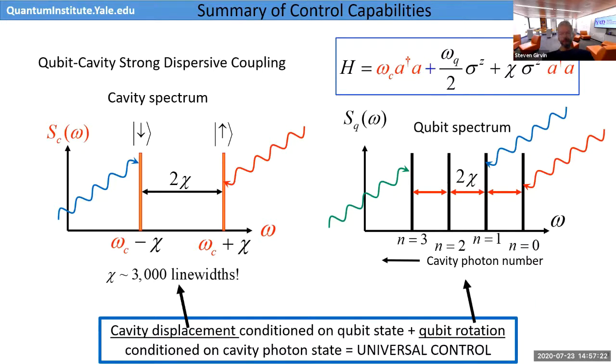But we like to work in the dispersive regime, where we have separately a qubit-like degree of freedom and a photon-like degree of freedom, with a coupling between them which has this QND form. And then drives on this oscillator, and drives that can flip this qubit, give us universal control.